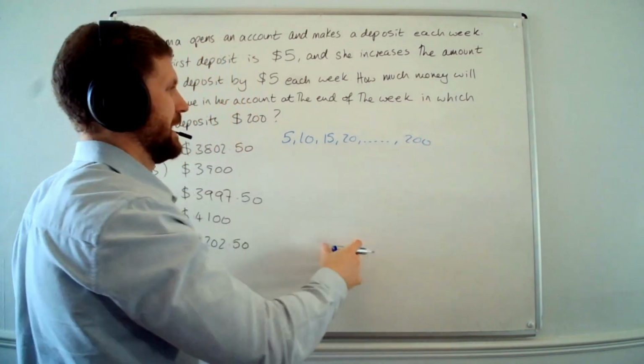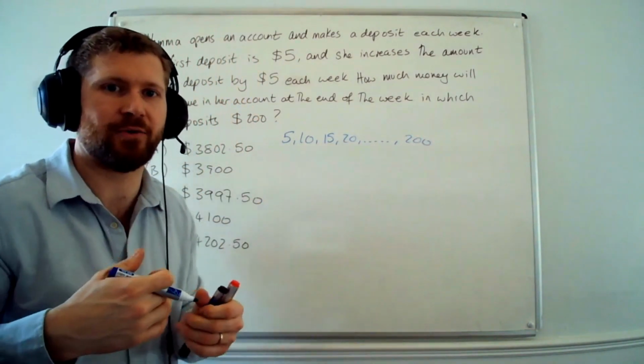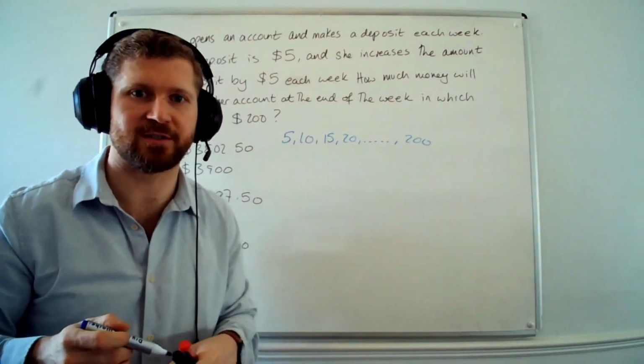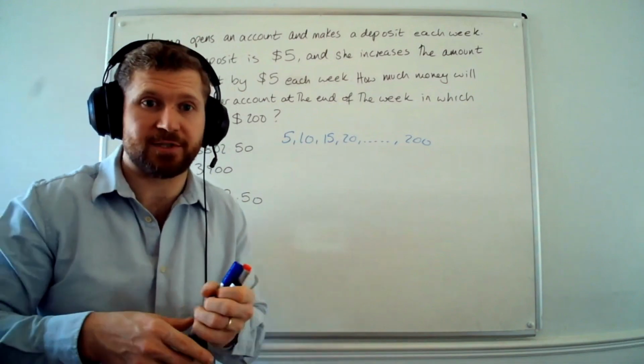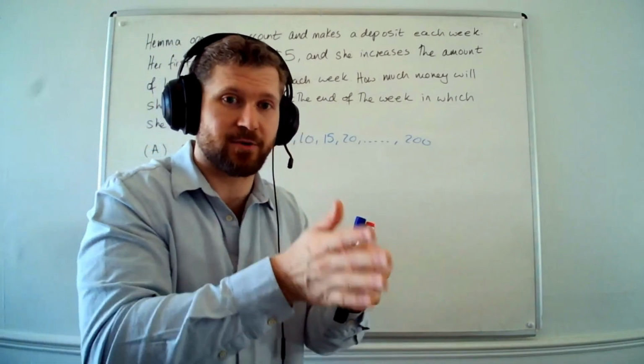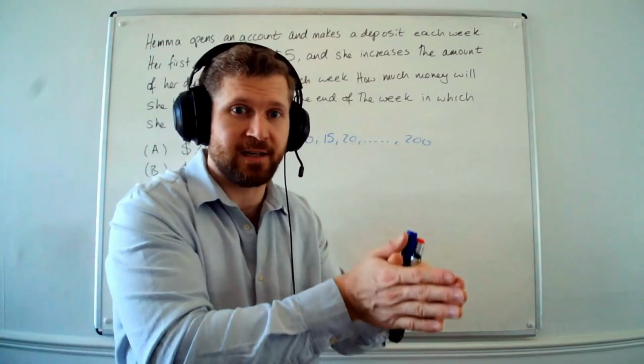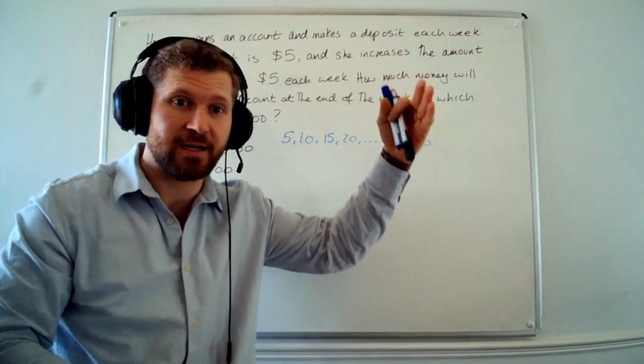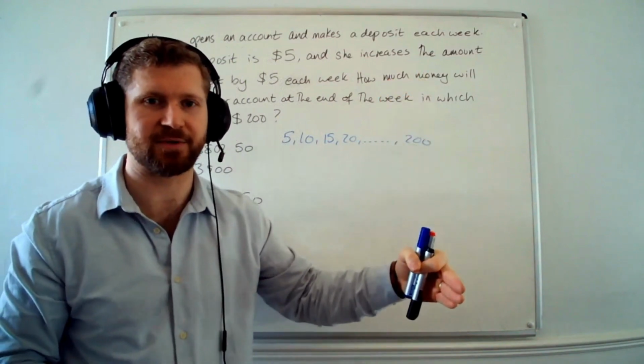And we're asked how much she has in the account at the end of the week in which she's deposited $200. So in that time, she's deposited 5. Next week, she deposits 10. Next week, 50. Next week, 20. Keep going, keep going. Next week, 190. Next week, 195. Next week, 200. Stop there. I want to know how much is in the account at that point.